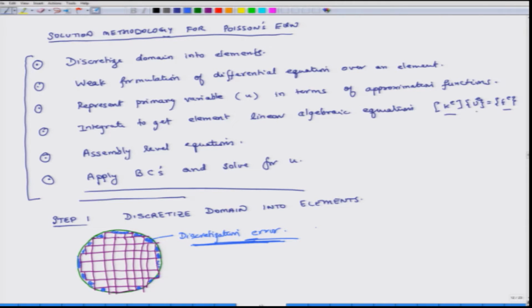Now, I can discretize it not only in terms of rectangles, but I can also use triangles to discretize the domain, and so on and so forth. So two very common element topologies which are used are triangles or quadrilaterals.